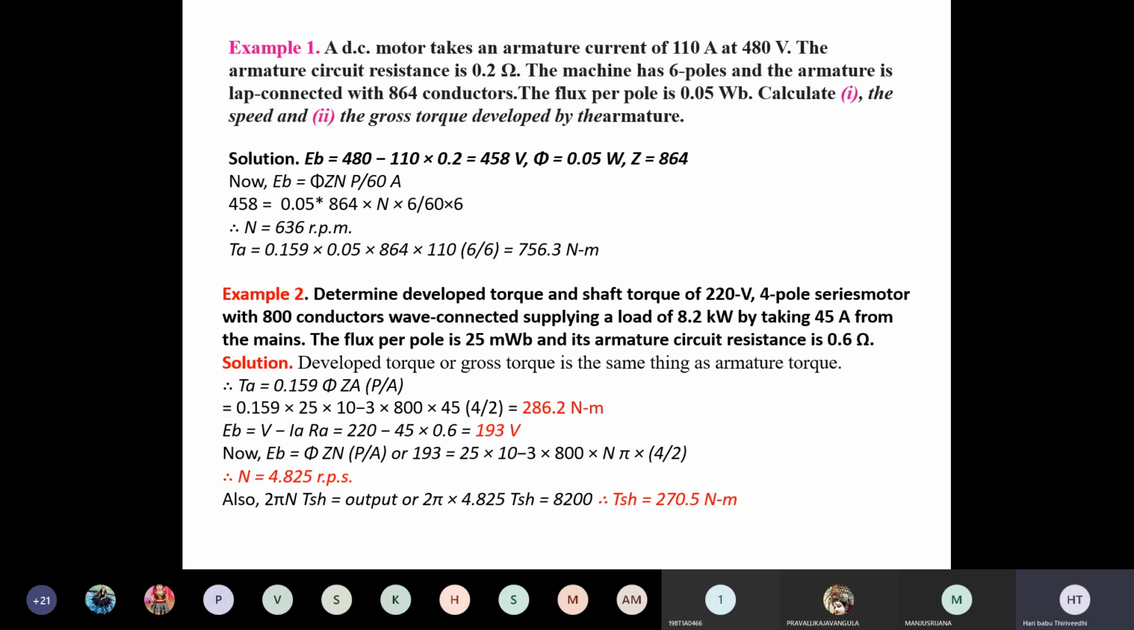But we don't know the Eb value. They don't give the Eb value, the back EMF value. So we have to find out the back EMF first. What is the back EMF equation for a motor? Eb is equal to V minus Ia Ra.